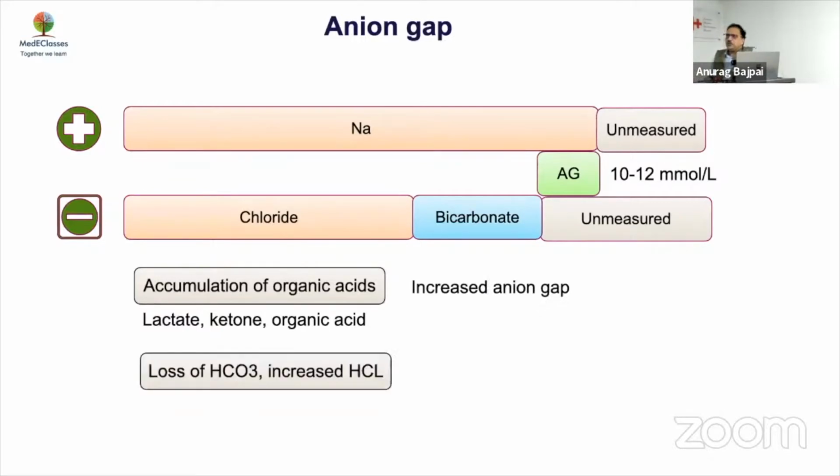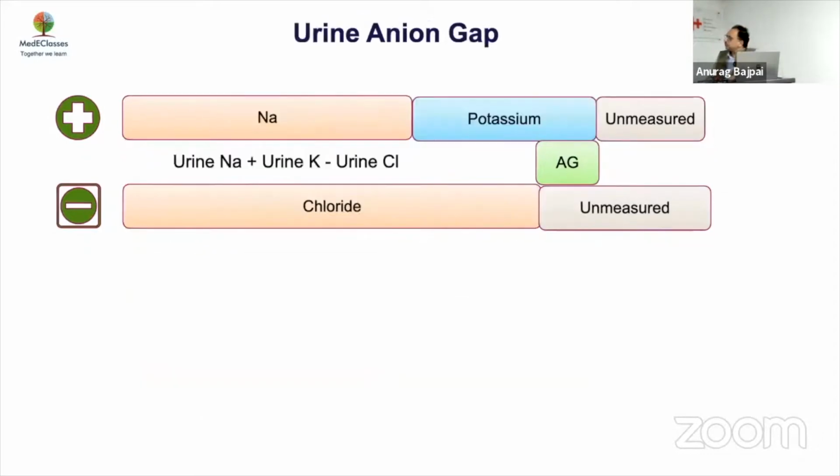What will happen if you have a loss of bicarbonate or if you have increased HCl? In this case, it will be normal because there will be a compensating increase in chloride. So as your bicarbonate goes down, chloride will go up. As your sodium goes up, chloride will go up. So RTA and diarrhea will typically have a normal anion gap. This is a very, very simple concept to understand. So anion gap is a primary investigation to classify metabolic acidosis.